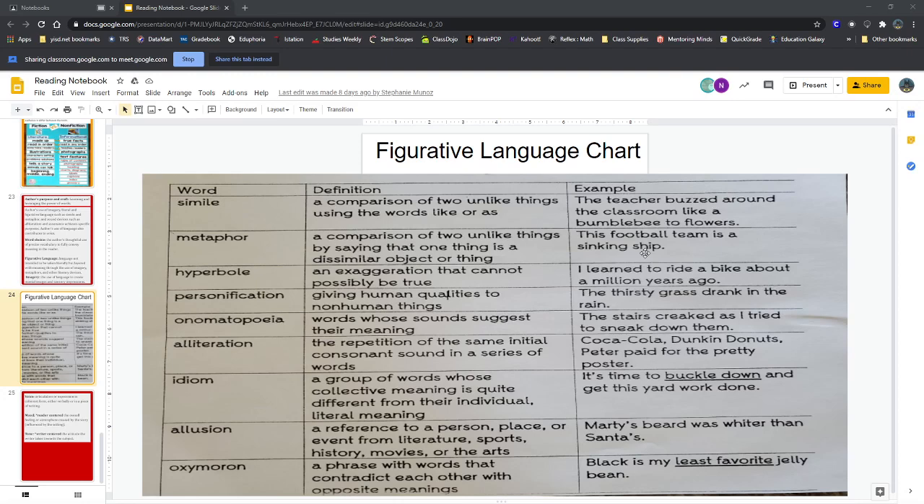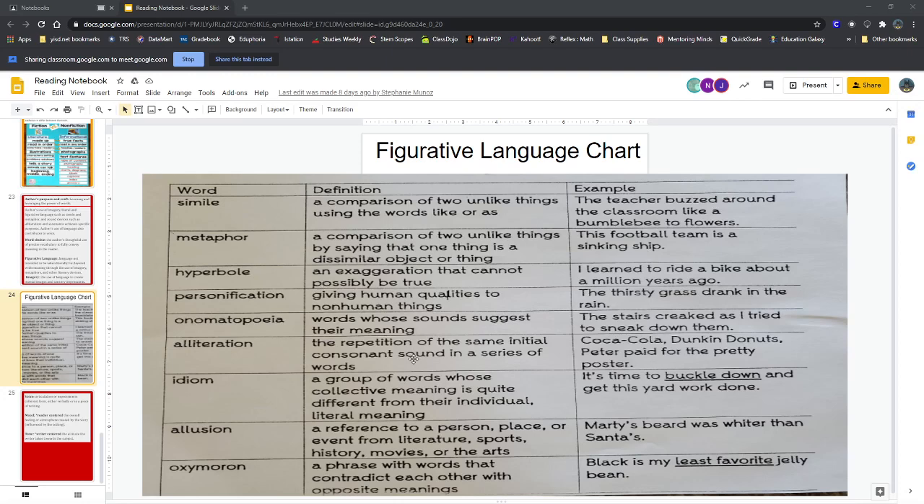If a ship is sinking, is the ship doing okay? No, because a ship shouldn't be sinking, right? It should be floating. So if they're saying that the football team is a sinking ship, what are they saying about the football team? The football team doing very well? Probably not. So if they say the football team is a sinking ship, they're probably saying that the football team is not doing very well in their games.